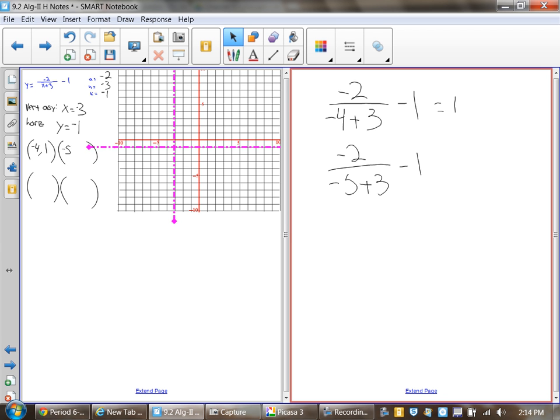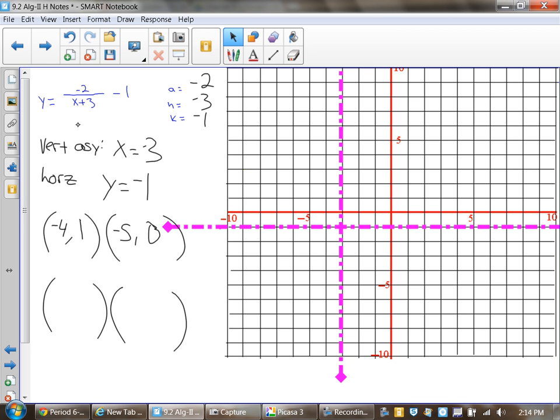-2 divided by -2 is 1. 1 minus 1 is 0. So we go back to the graph. At -4, it was at 1. At -5, it's at 0. By plotting those 2 points, can we tell the direction of this curve now? Yes. What's it doing? It's doing that. That's one half of the graph.